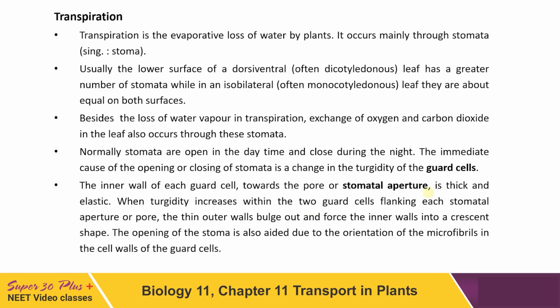Then we go to transpiration. In transpiration, as I already told you well in advance, the excess water absorbed by the root is evaporated, a loss of water. It occurs mainly through stomata. The singular of stomata is stoma. Usually these are found on leaves, but they may be on other parts of the plant also. Like this soft stem, these stomata may be there also.